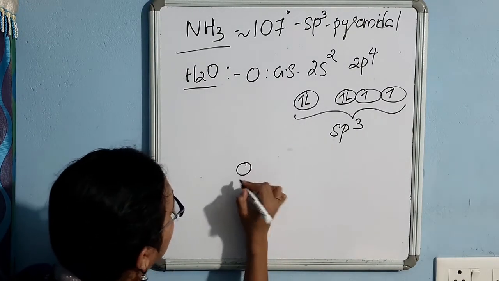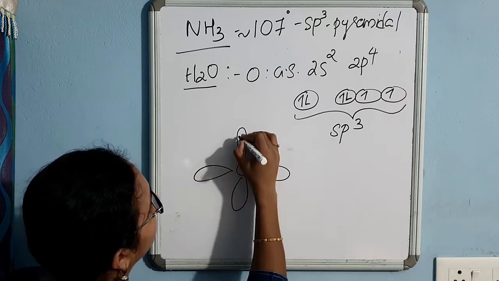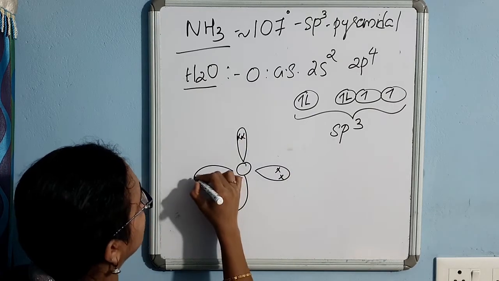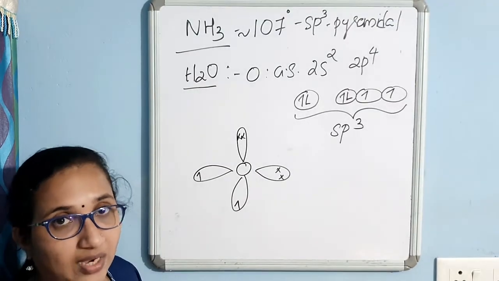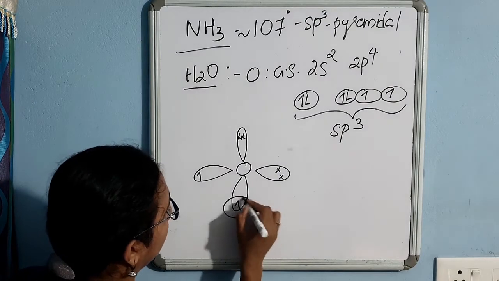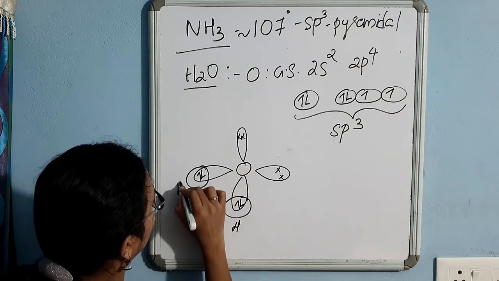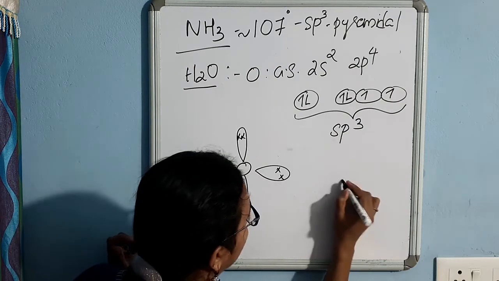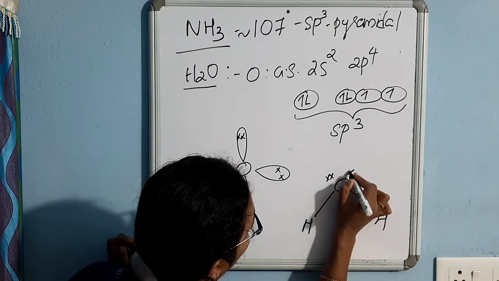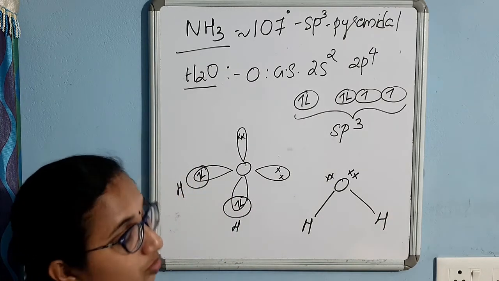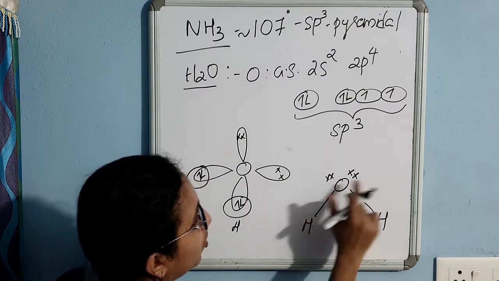So we have central oxygen, and there will be 2 lone pairs and 2 of the hybrid orbitals contain 1 electron each. Now, with these half-filled hybrid orbitals, the two hydrogen atoms with 1s1 configuration overlap, resulting in a bend-shaped water molecule, with the central atom having two lone pairs. So in the water molecule there are two bond pairs and two lone pairs.